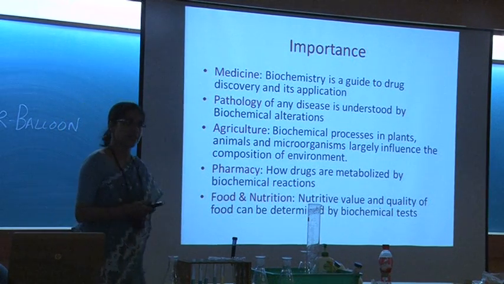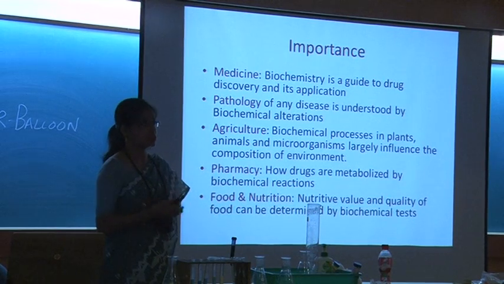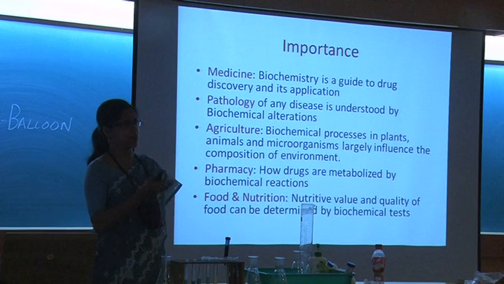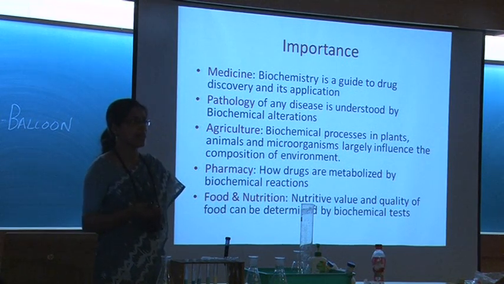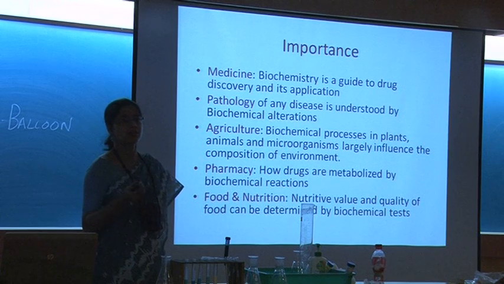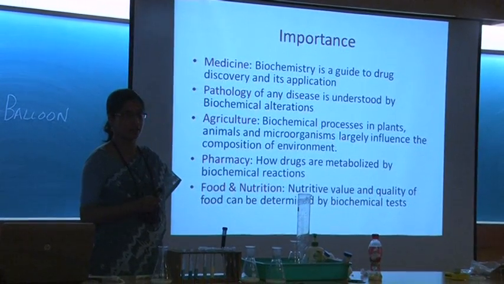Then it is used in agriculture. Now the microorganisms that are present in the soil, there are microorganisms everywhere, they are present in soil, in plants, even the plants itself and certain animals, they help to develop the organic manure. That means they increase the fertility of the soil, and the biochemical reactions in this system are actually helping them.